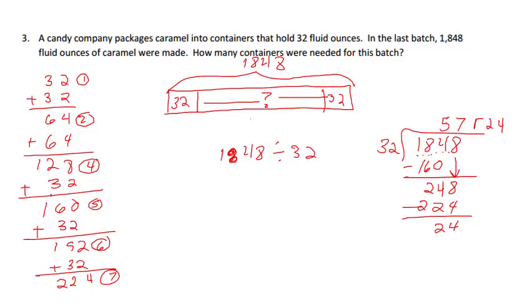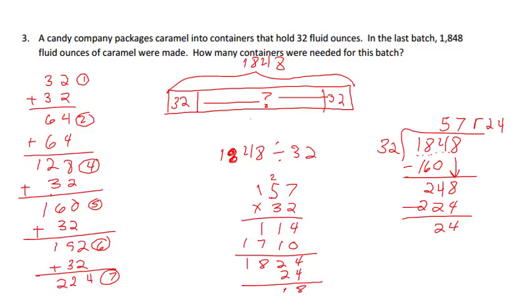So let's see how that works. We have 57, we're going to multiply that by 32. 7 times 2 is 14, carry 1. 5 times 2 is 10, and 1 is 11. Put our placeholder, 3 times 7 is 21. 3 times 5 is 15, 2 is 17. So we have 14, 2, 8, 1, 18, 24. But we still have a remainder of 24, which is going to be 8, 4, 8, 1, 1,848. So we know our calculations are correct.